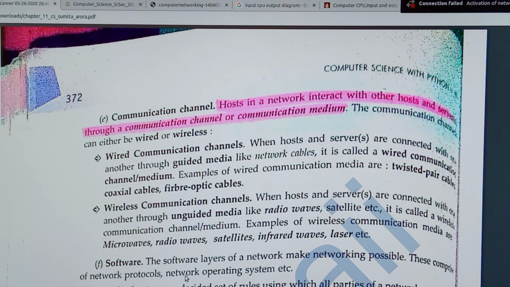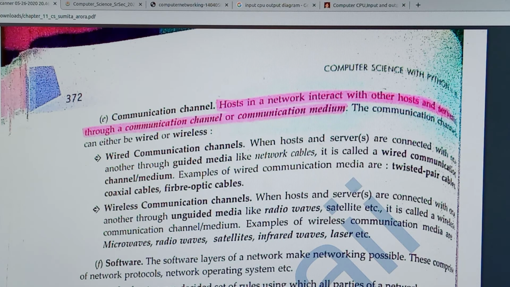In addition to all other devices, we need some software in order to perform networking. The software layers of a network make networking possible. These comprise network protocols, network operating system, etc. So the next important topic is protocol. We already studied that protocol means a set of rules. It is a set of pre-defined rules used by all the parties of a network to connect one system to another system.